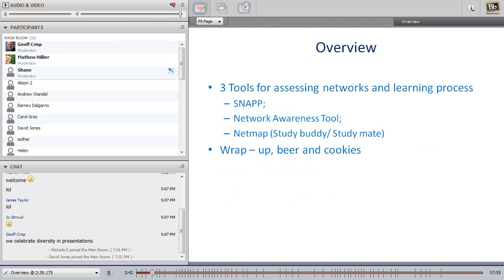Then I want to draw on three tools, which is kind of the crux of where we want to get to and why these tools came about. Namely SNAPP as an assessment of formal practice; Martin's tool, which is why we get along so well, he likes networks as well, called the Network Awareness Tool, and a case study that he's undertaken; and a new tool that Martin and I are now developing called NetMap, but I'd also like to get your feedback. It's a shocking name, and Martin came up with it. I had absolutely nothing to do with it. But whether we should call it something like Study Buddy or Study Mate, that'll make more sense when we talk it through.